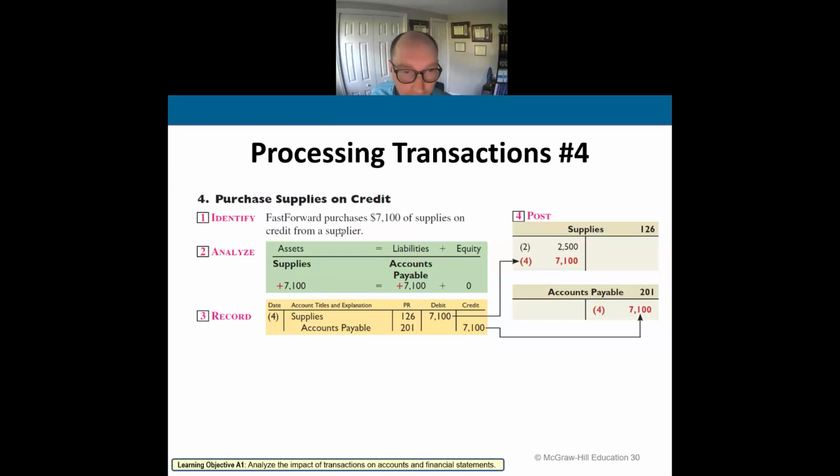Purchase $7,100 on account. Increase supplies, $7,100. Increase accounts payable, $7,100. Debit supplies to increase supplies. It's an asset account. Credit accounts payable to increase accounts payable, a liability account. And we see the running totals here. We're posting them to our ledger.